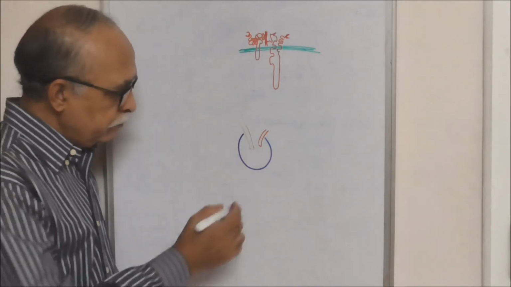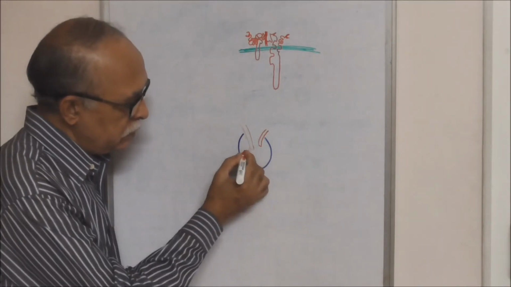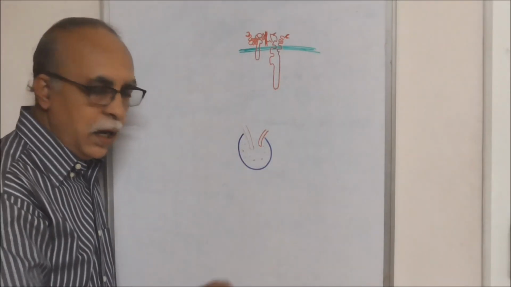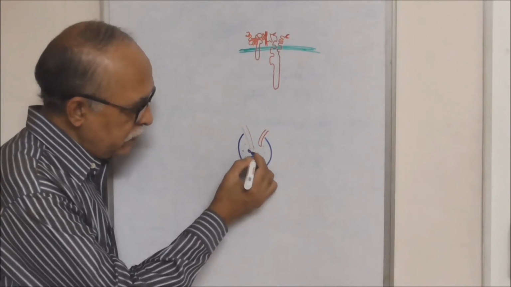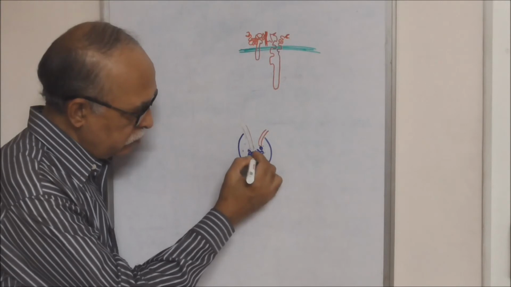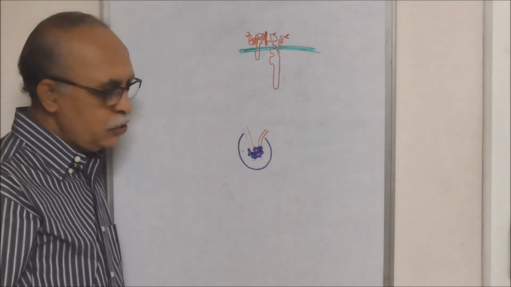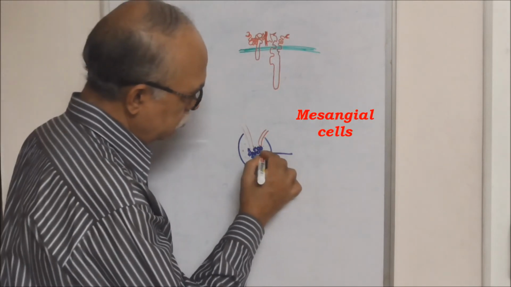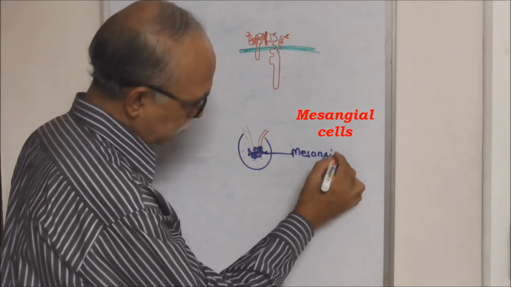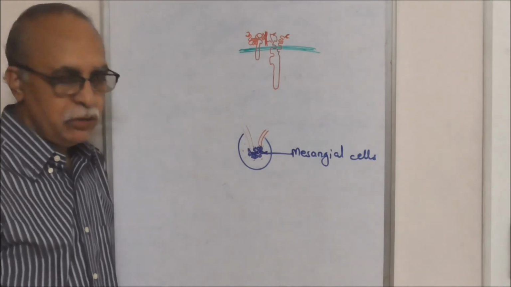Now, in this region, there will be all capillaries, and in between these capillaries there are certain cells which are known as mesangial cells.